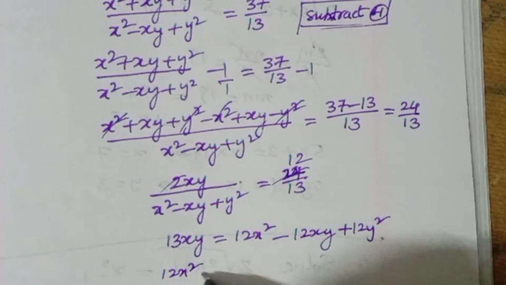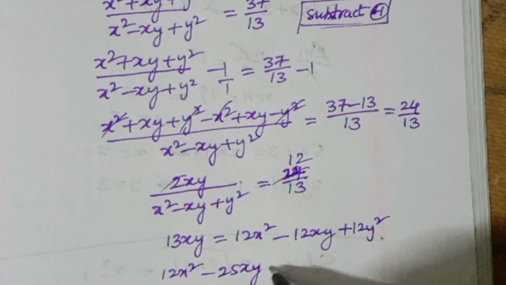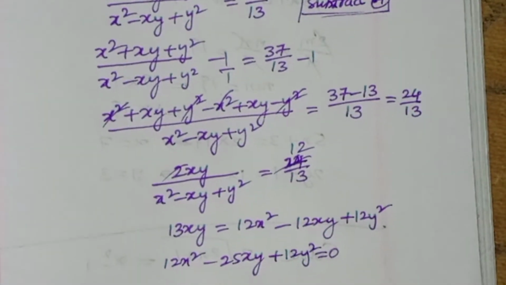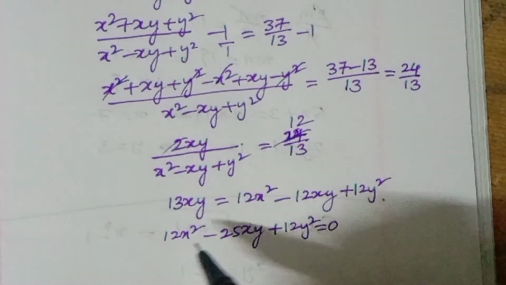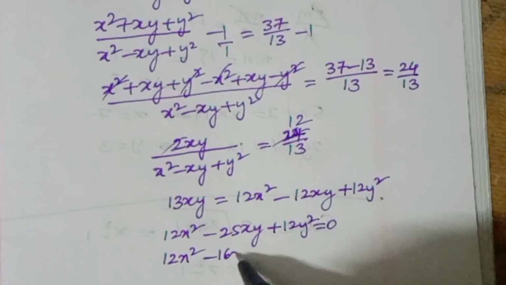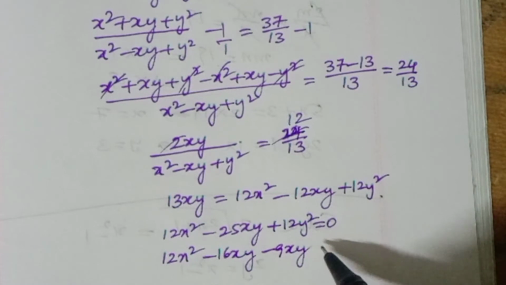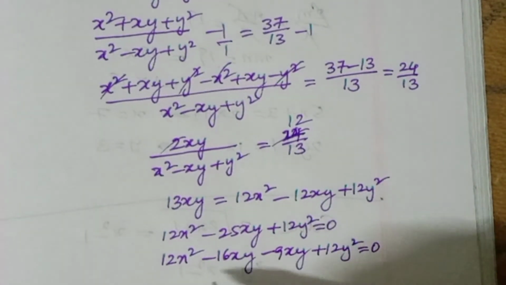So here send all the terms to one side: 12x² minus 25xy plus 12y² equal to 0. Now it is a quadratic in two variables x and y. So for 12x², you are finding factors: 12x² minus 16xy minus 9xy plus 12y² equal to 0.